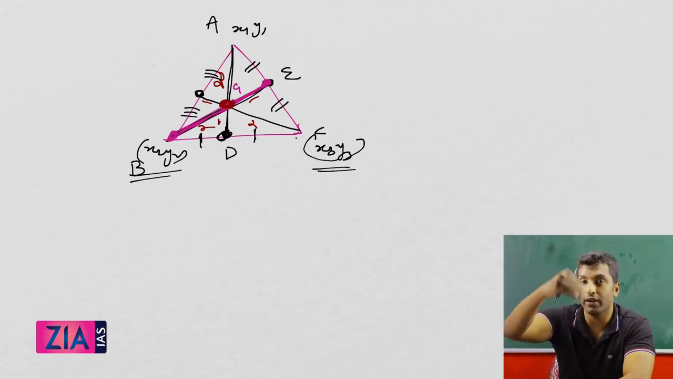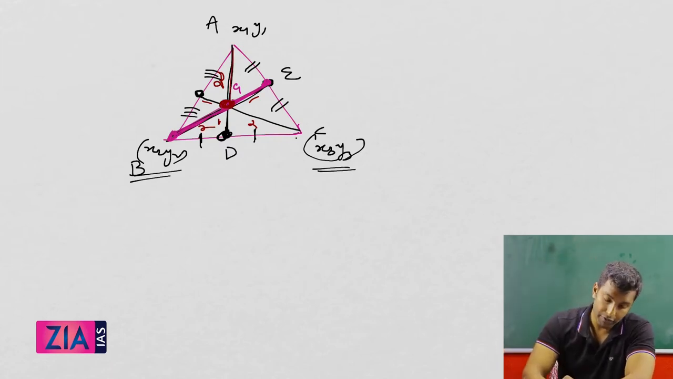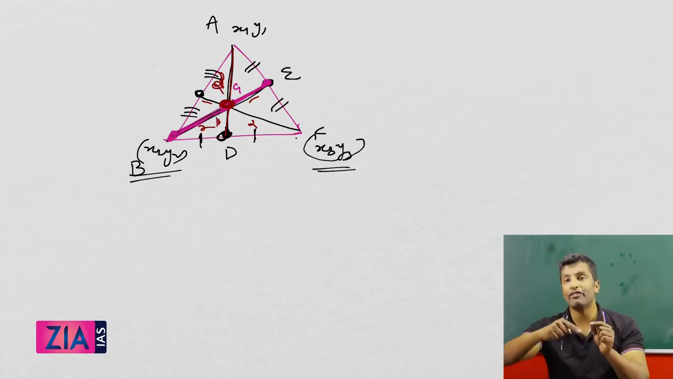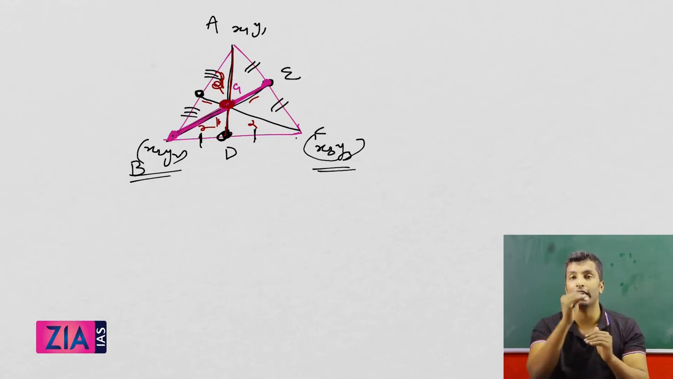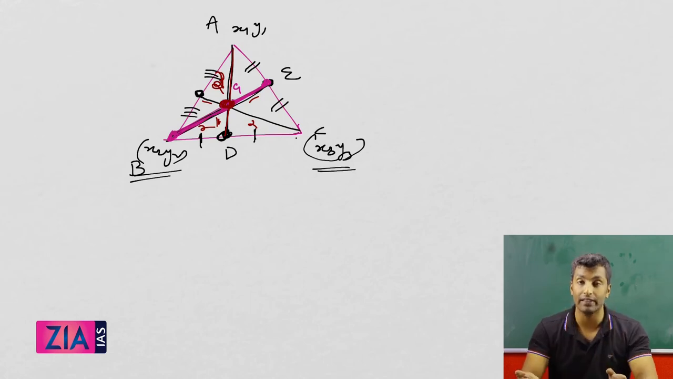Where is 2? 2 is from the vertex. So you are dropping from the vertex, then on the vertex side it is 2 and this side it is 1. The median divides the opposite side equally. Okay, so the median is actually the midpoint, so it divides equally, and the centroid divides the median in the ratio 2:1. These are the two key takeaways from this.